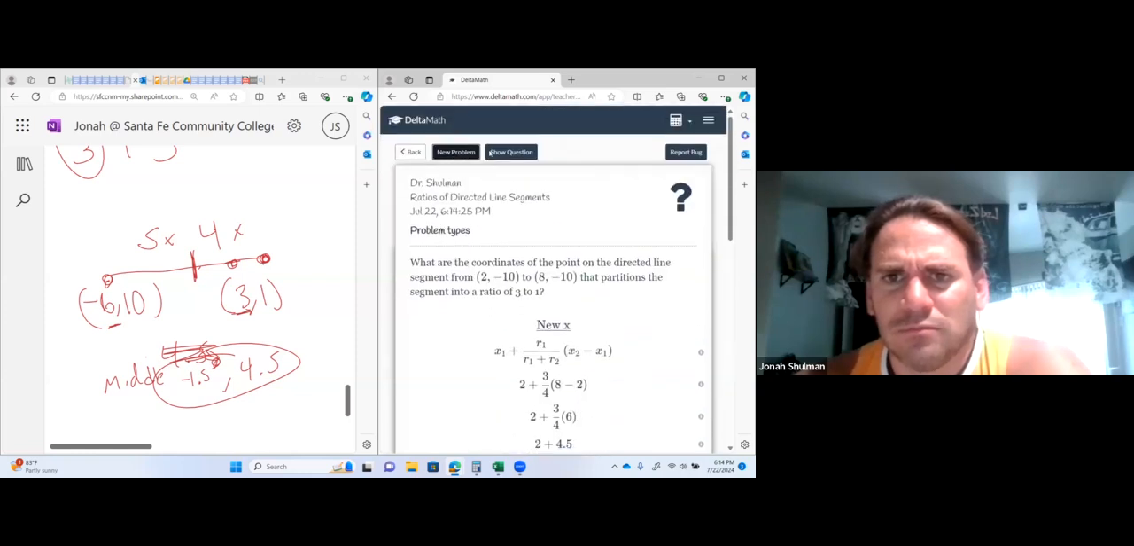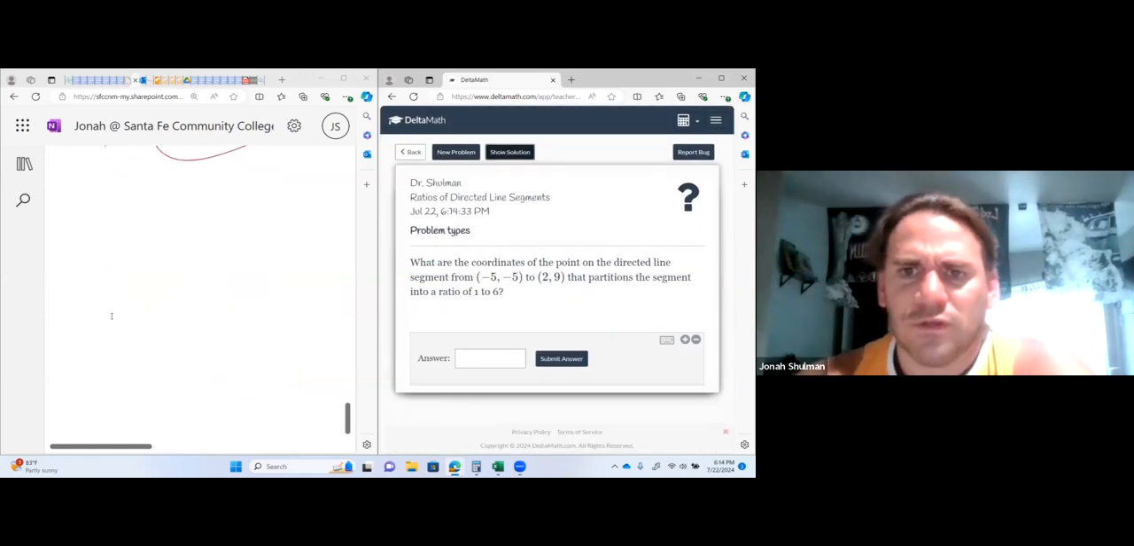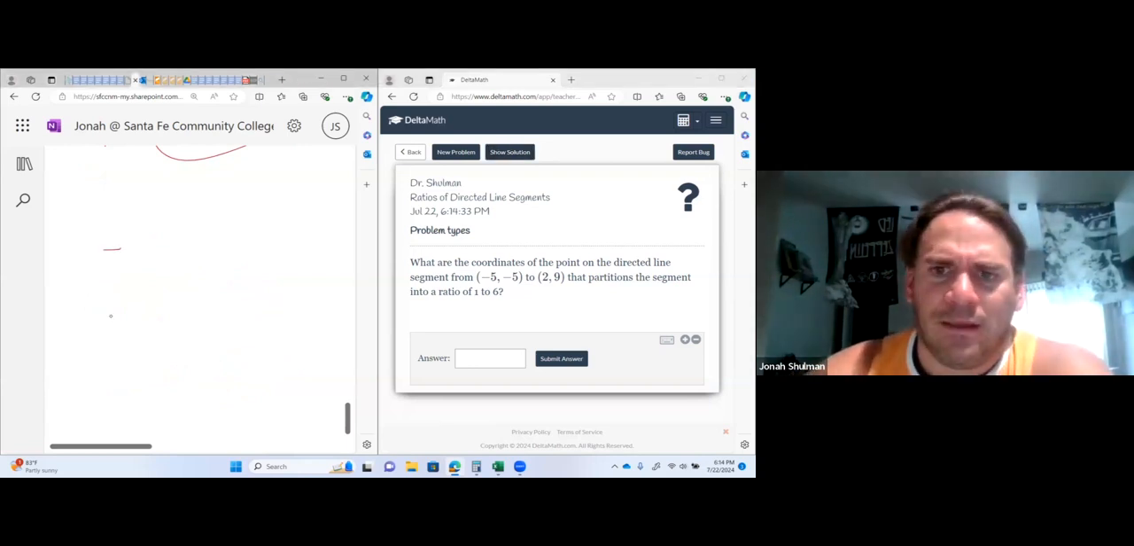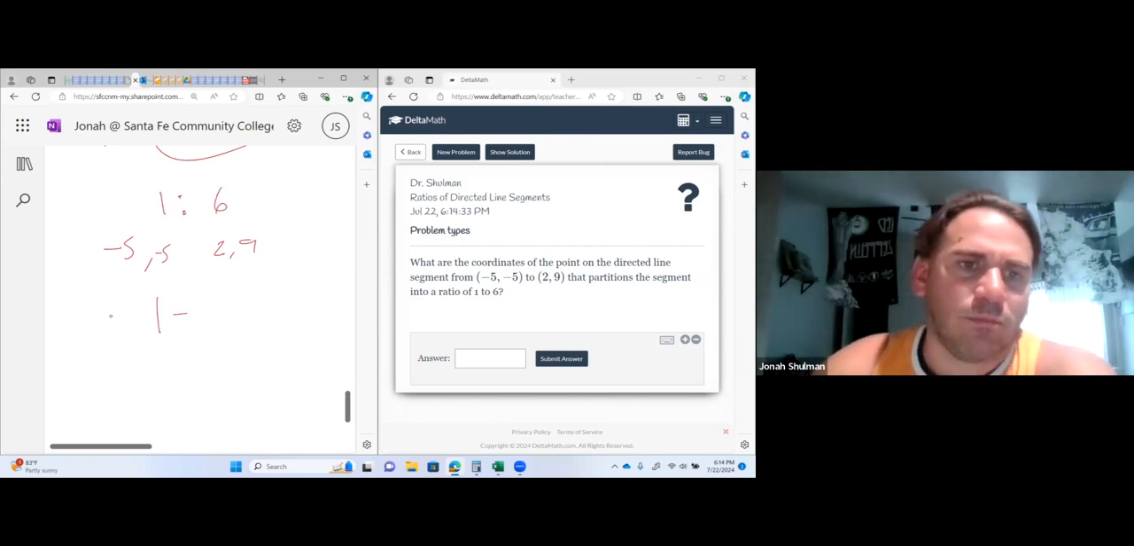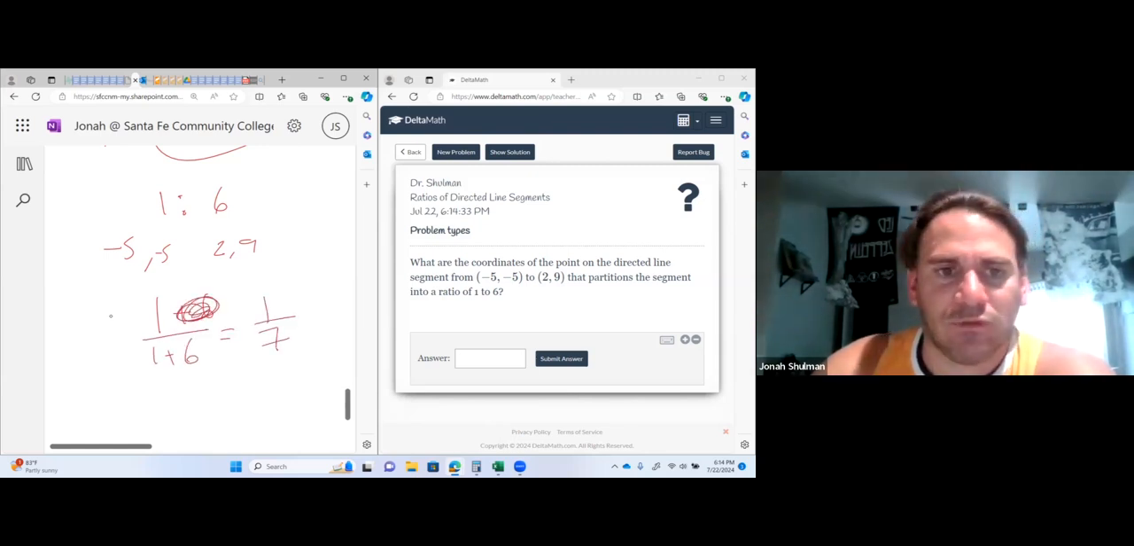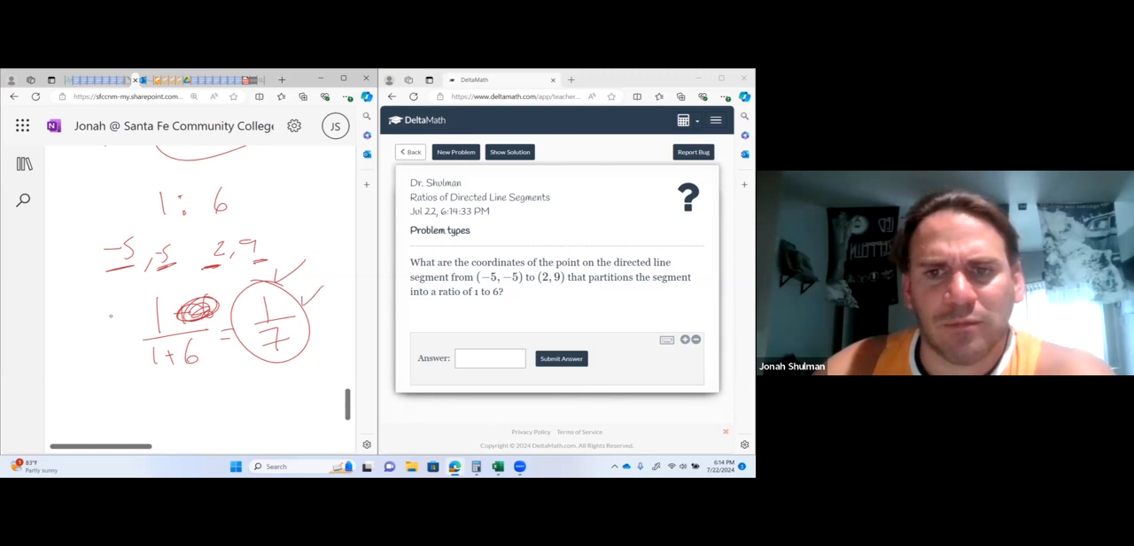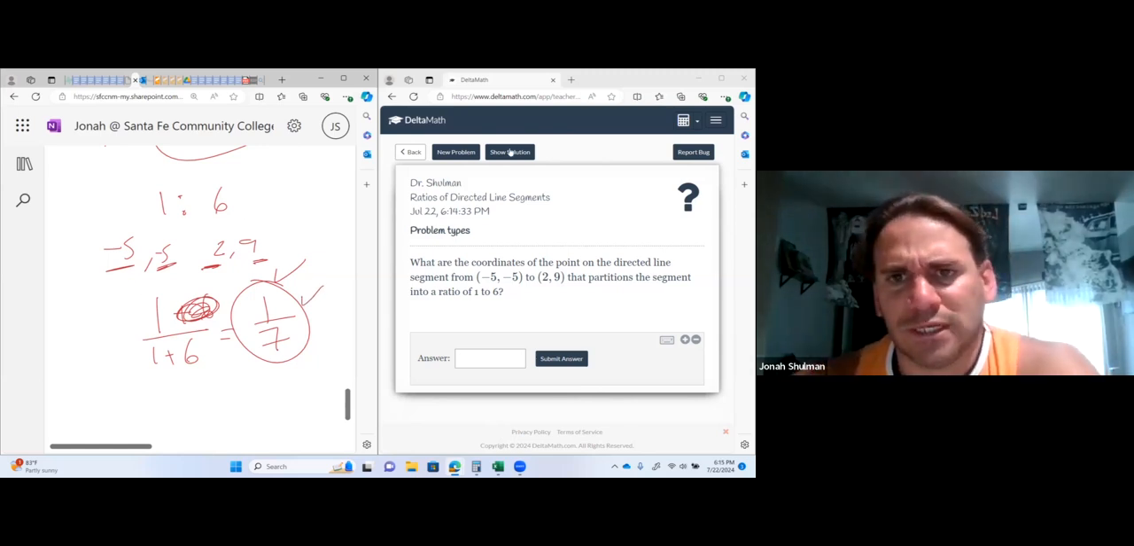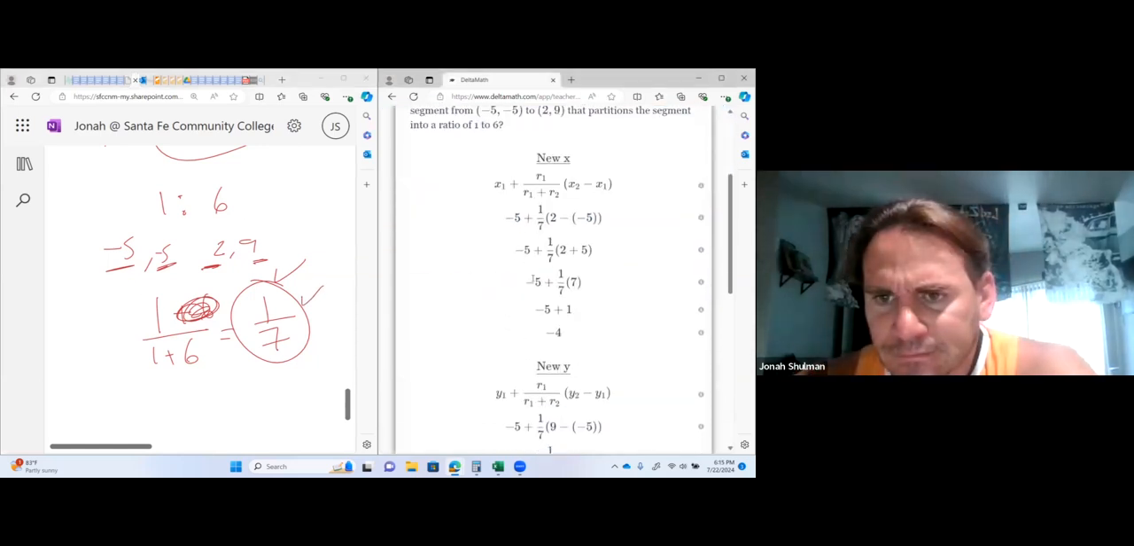Let's just do a new problem. Oh, wait, I want the question. Cool. So here we go. -5 to 2, -5 to 9. And we're doing this 1 to 6. So the difference is 1 plus 6. So it's 1 over 1 plus 6. So ours is 1/7 of the way. So we're going to figure out whatever this one is, we multiply it by 1/7. We'll figure out whatever this is, we multiply it by 1/7. Pretty sure that's how we do it. Nice.